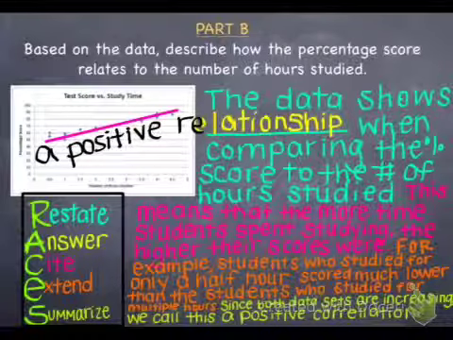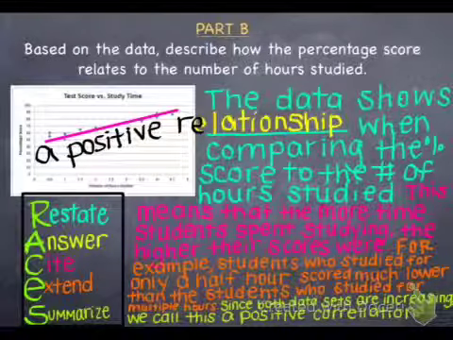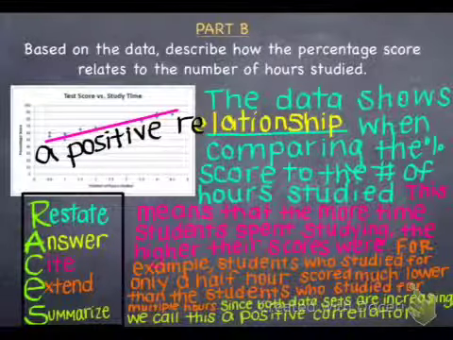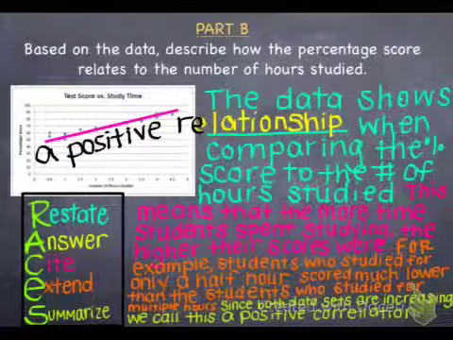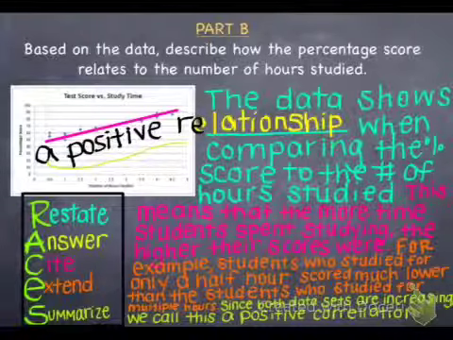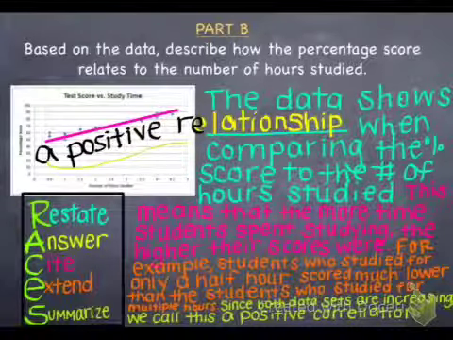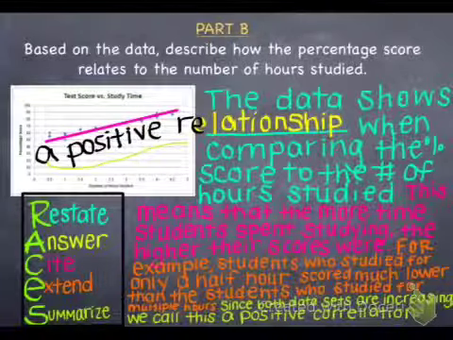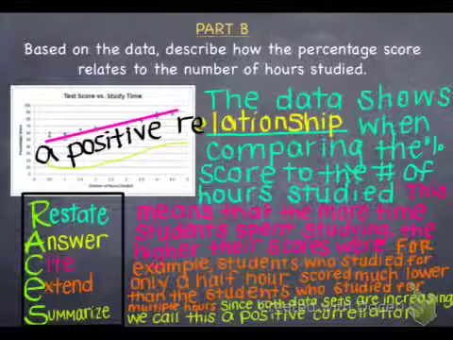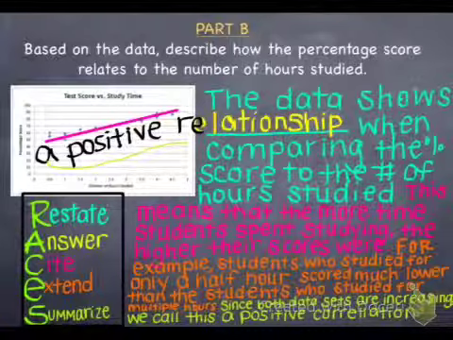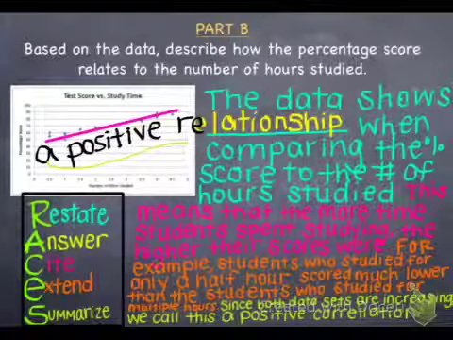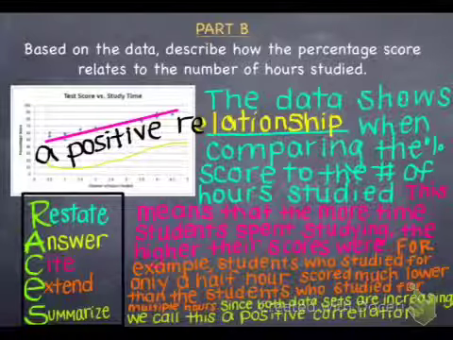So here's just an example of what you might say. You can see that the restatement is in the turquoise. The answer is in this black part drifting onto the yellow. And then my cite is in pink, extend in orange, and summarize in that greenish yellow color. This is just one example. Of course, there's not a right or wrong answer, but I really want you to be thinking about using RACES even when you're describing your math.